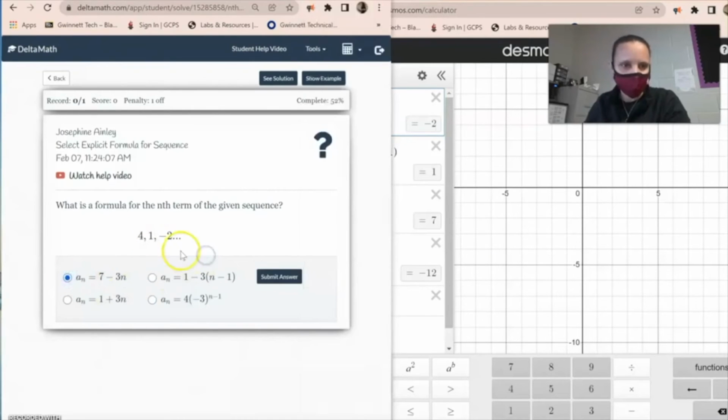I'm tripping. So remember, n is just the number of terms. So this is the first one, the second one, and the third one. So when you substitute the first term, do I get 4 as the answer? When I substitute this for the second one, do I get 1 as the answer? When I put the third one, do I get -2? Okay, that's really all that you're doing. And then once you do that, you match it up.